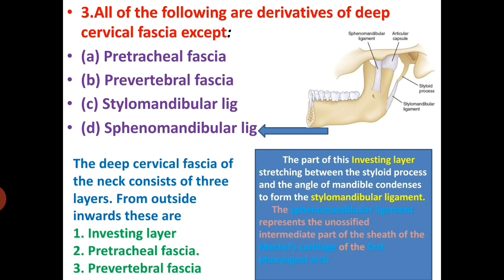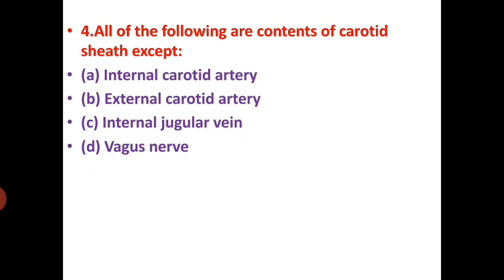Whereas the sphenomandibular ligament runs from the sphenoid bone to the mandible. It is the unossified intermediate part of the Meckel's cartilage. The cartilage of the first pharyngeal arch is the Meckel's cartilage. So here the pretracheal fascia, prevertebral fascia and stylomandibular ligaments are derivatives of deep fascia. The answer is sphenomandibular ligament.